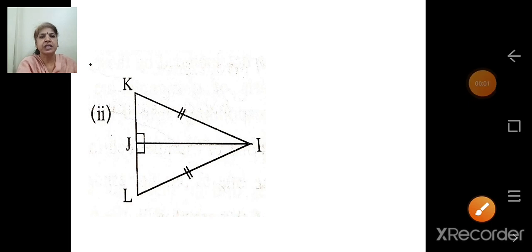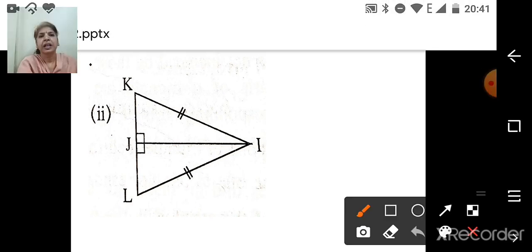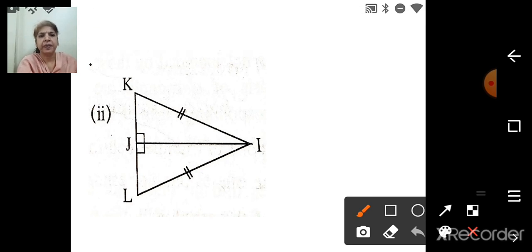So this is the way we have to solve the sum. Second question is, see the figures. Observe the figures properly and we will name them. You will find that IJ is a side common to both the triangles. This is the first triangle, this is the second triangle. And first thing, we write the name. So, in triangle IJK, this is the first triangle, and IJL, this is the second triangle, IJK, IJL.